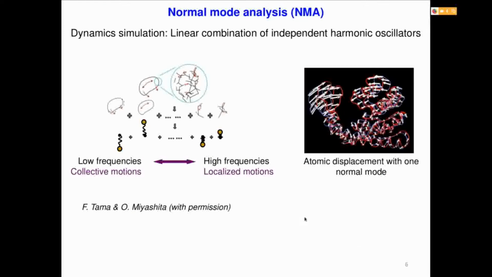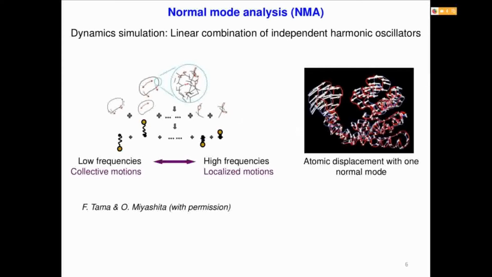The method is based on normal mode analysis, which is a simulation of the dynamics using a linear combination of independent harmonic oscillator types of movements. They have different frequencies. The lowest frequencies are collective motions, for example those related to the change of the shape, and very high frequencies are very localized motions, like those related to change of the bond angles and lengths.